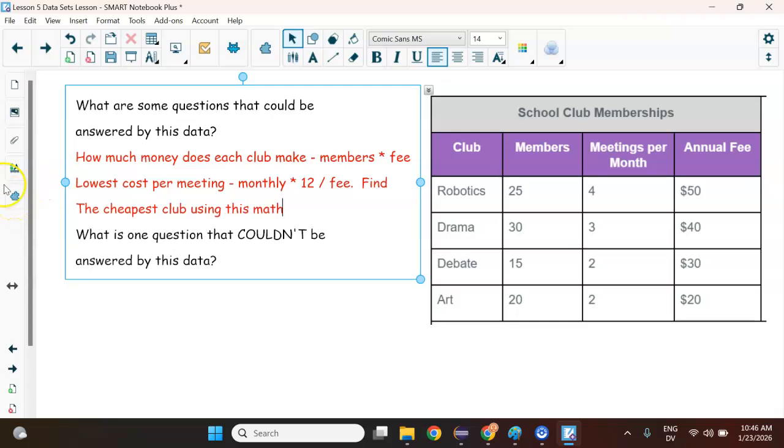And there's tons of obvious ones here. Like you could figure out which one has the most members, which one's the most expensive.